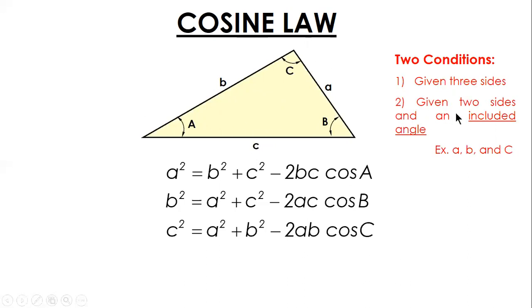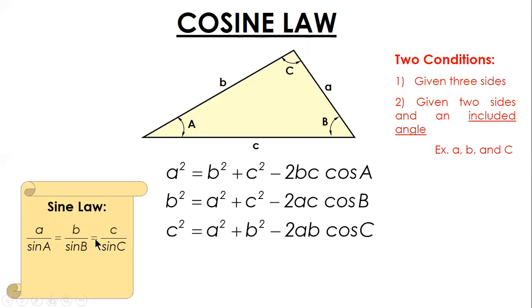And the second condition is given 2 sides and an included angle. An included angle means it is the angle between the given 2 sides. For example, given sides A and B, the included angle is angle C, the angle between A and B. But if given 2 sides and an angle that is not included, you can use sine law. Like given sides A and B, and given angle A, sine law can be used. Okay?